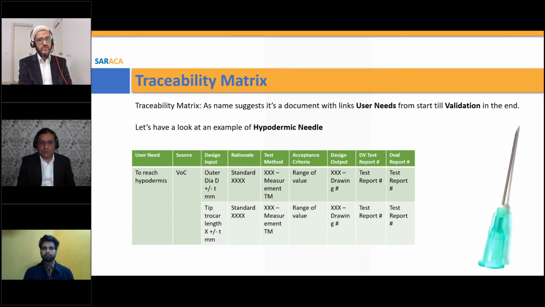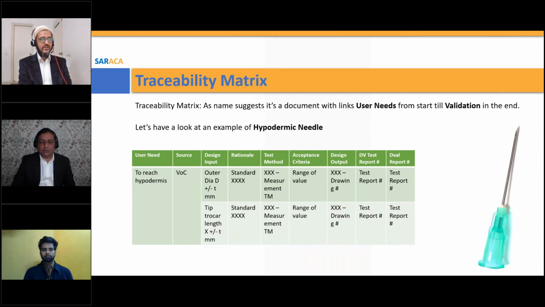So for the test method, you'll specify which equipment you'll use. For example, I'll use a micrometer or a gauge, whatever I'm going to use. So I have to specify that in my test method with my acceptance criteria. Then comes the design output. So design output is your drawing, your CAD model. So in my CAD model or in my 2D drawing, I'll specify the diameter of this cannula. So now the diameter of my cannula is linked to my user needs. So that's how I have created the linkage.